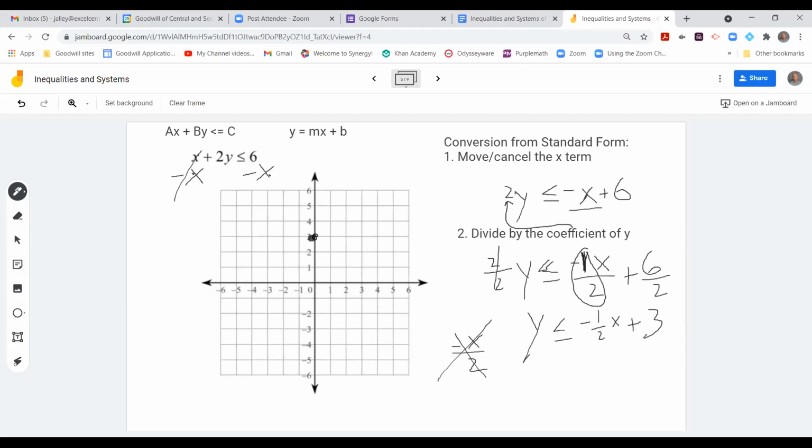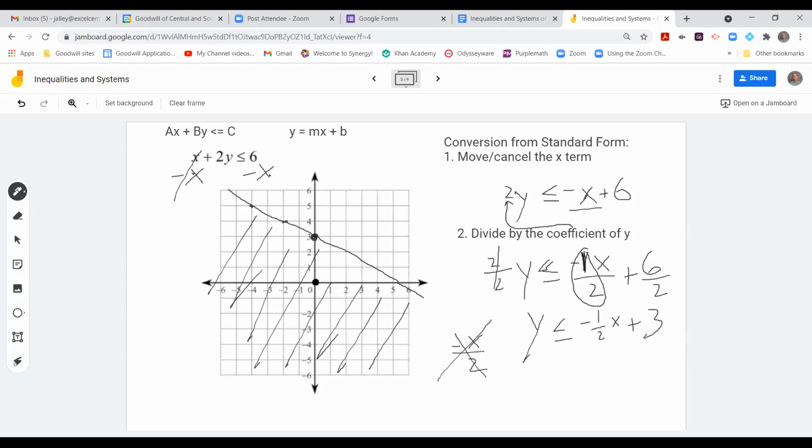Just like all the others, now that it's in slope intercept, it's the same process we've been doing since we started graphing on the XY plane. It's a negative slope. It's going to go that direction, up to the left, up 1/2. Put another point up here, up 1/2. Solid line, less than or equal to is below. Now I've got the whole solution area.